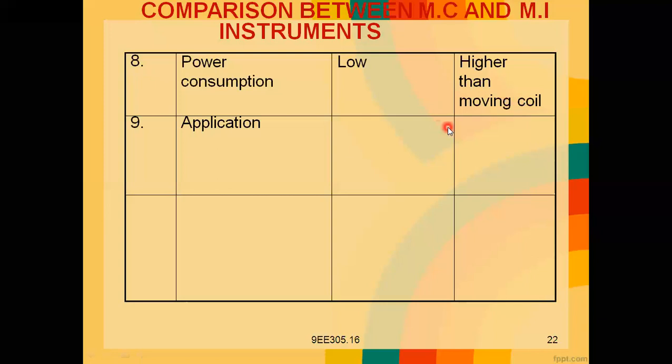Coming to the applications, MC instruments are used in DC circuits, but MI instruments are used for both AC and DC circuits. Error is high when we use it for AC because of frequency errors and hysteresis errors.